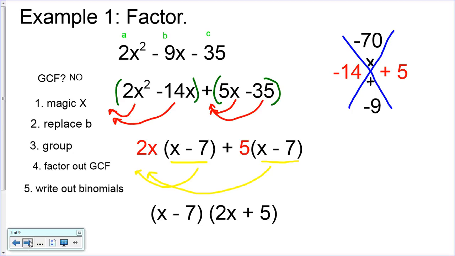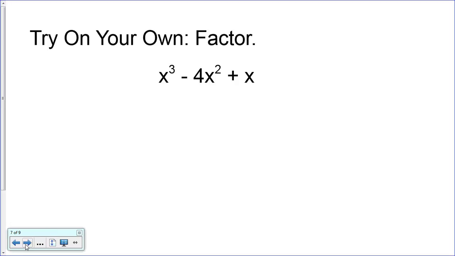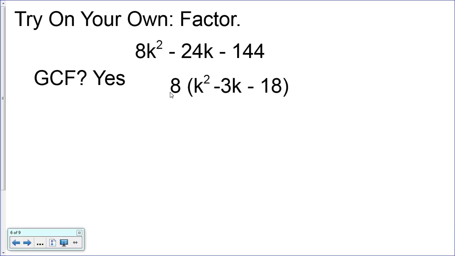Okay? So now you're going to try 2 on your own. This first one as well as this one. So starting with this first one, you want to ask yourself, is there a GCF? Well, yeah. 8, negative 24, and negative 144 are all divisible by 8. So you want to take that out. So now you have 8 times k squared minus 3k minus 18.